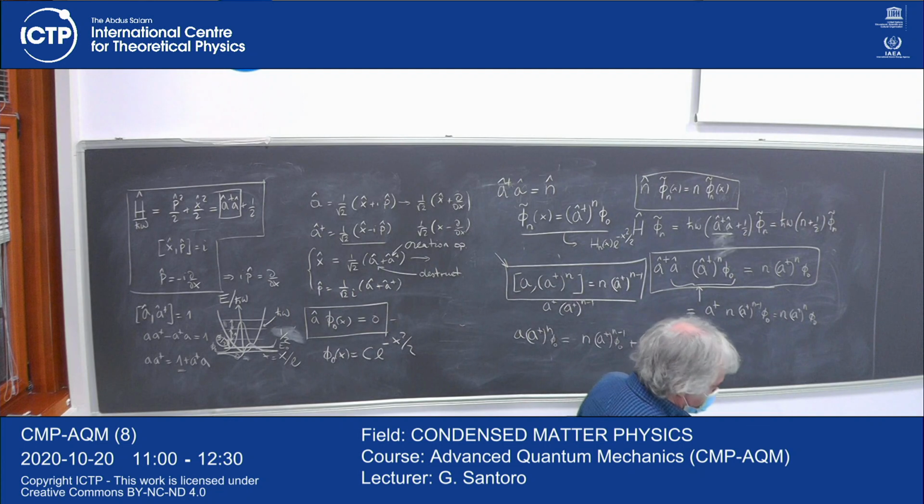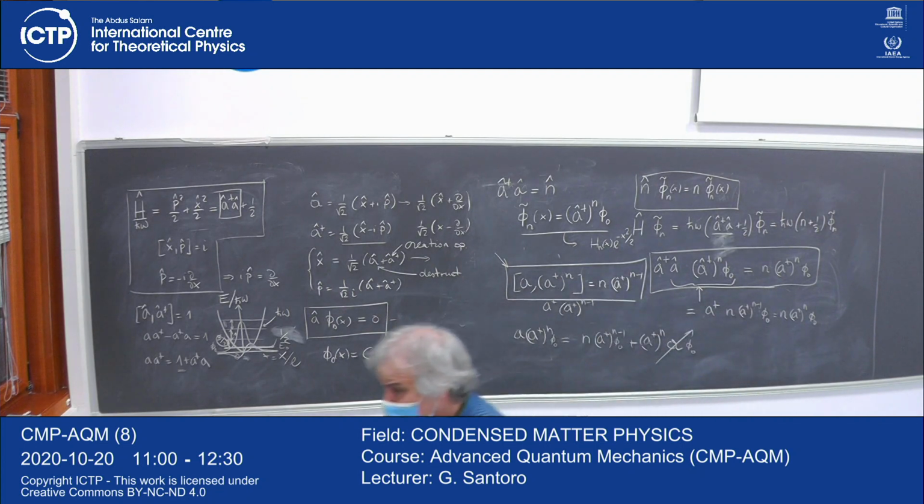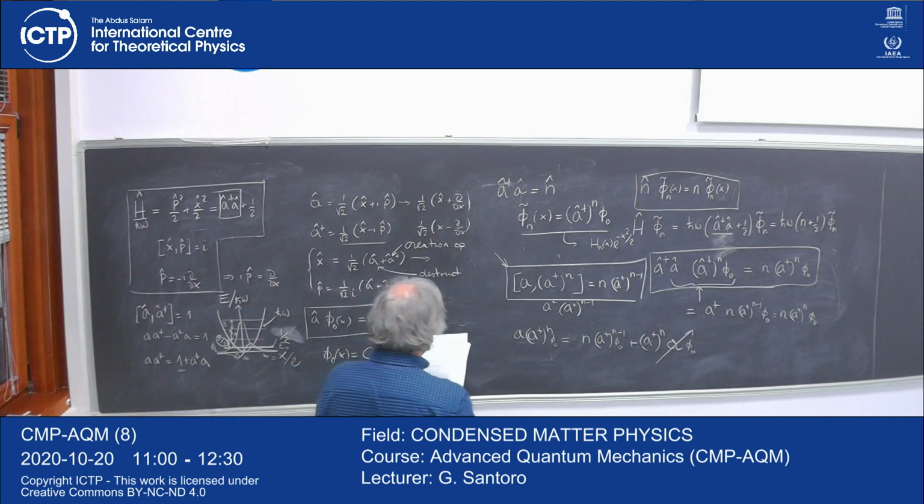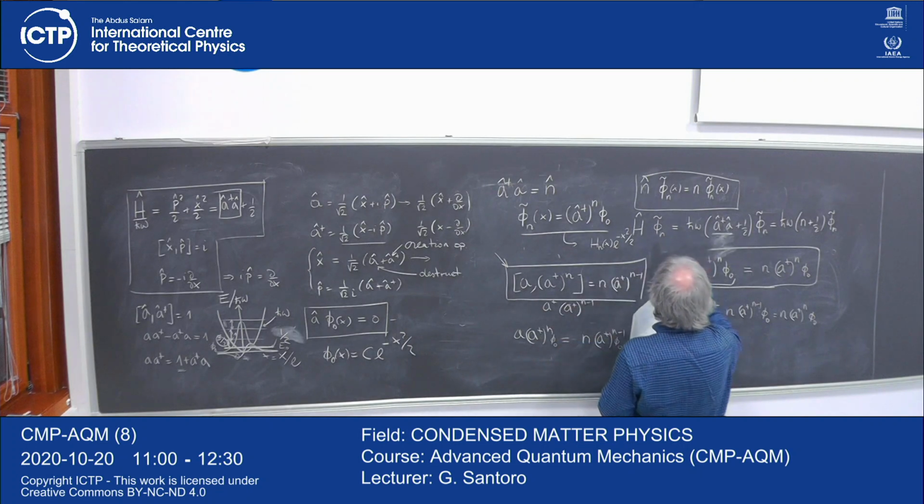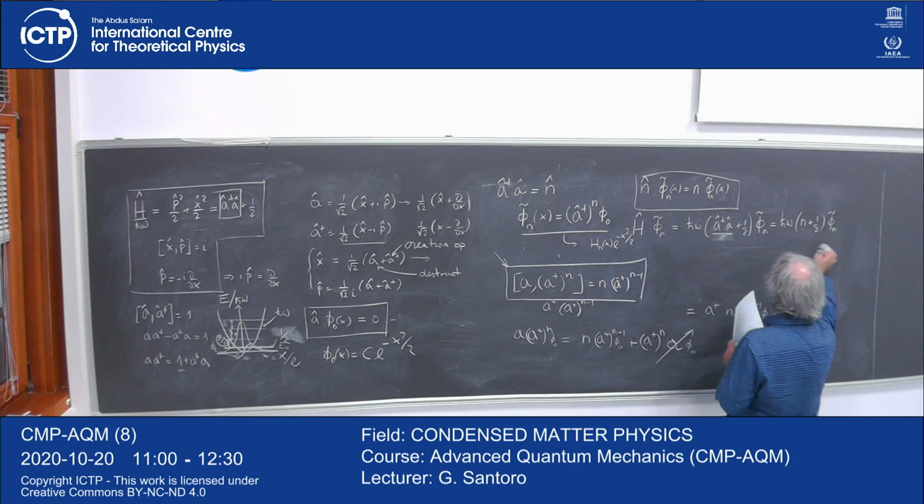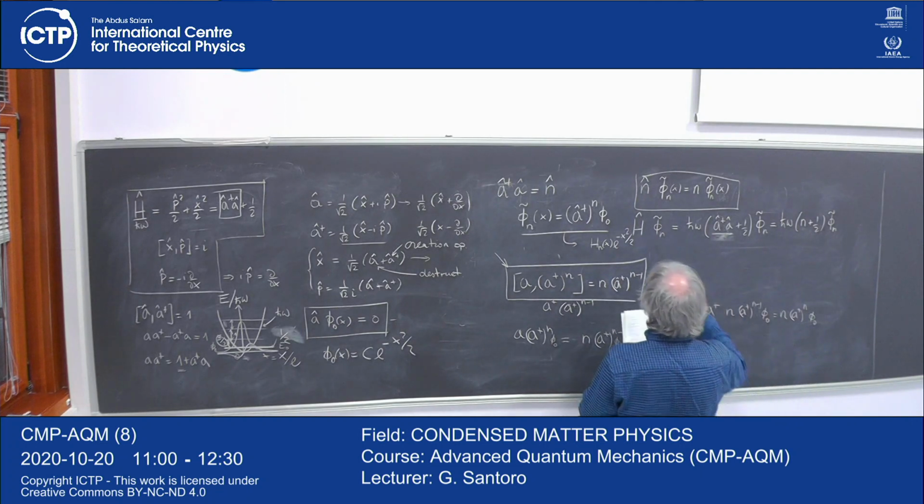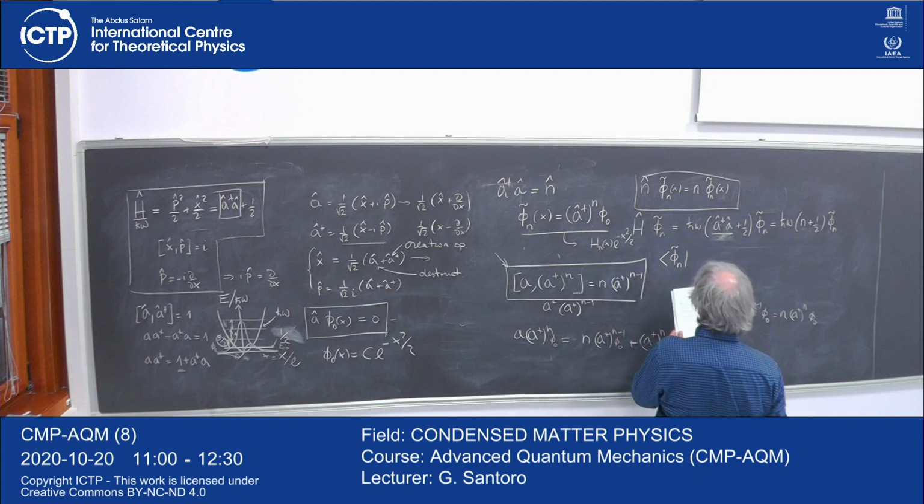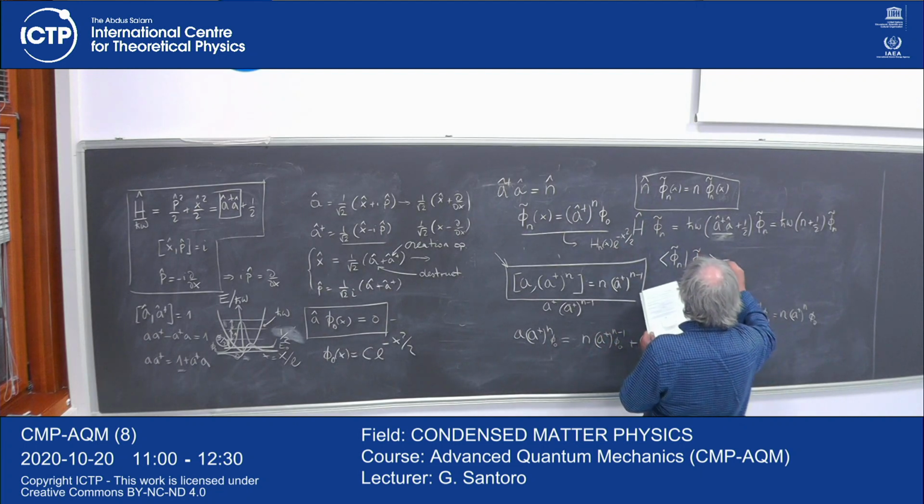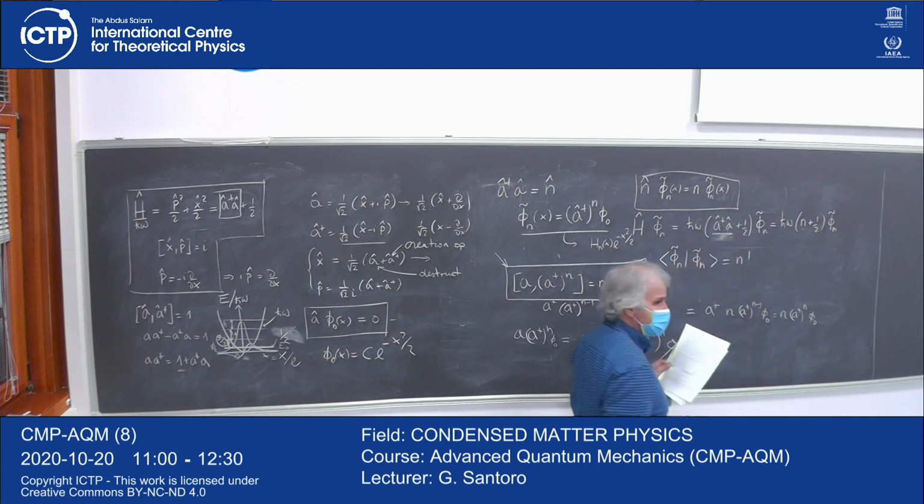Now, the question is normalization. You will realize that the normalization is not right. And in fact, the normalization requires a little bit more work. I'll ask you now to prove the following thing. Here. So I will ask you to prove that phi tilde n as written, with no constant, just n applications of A dagger, the norm of phi tilde n is equal to n factorial.